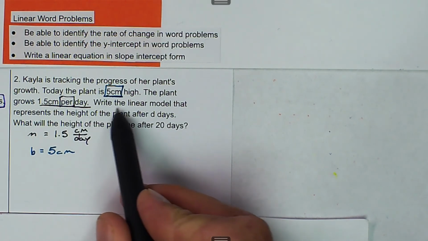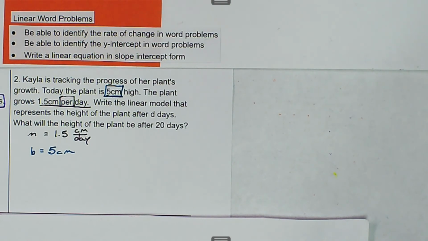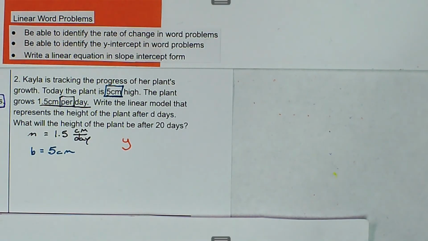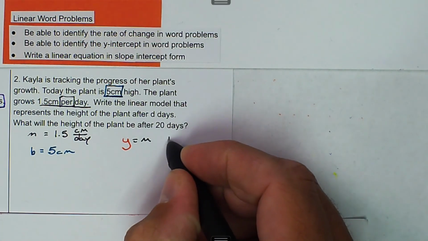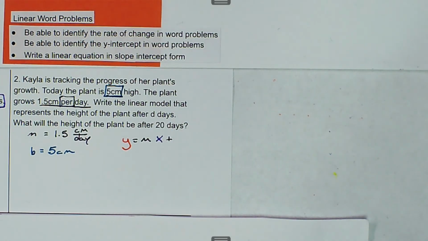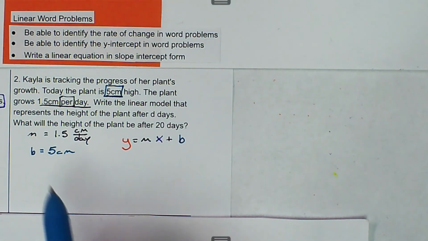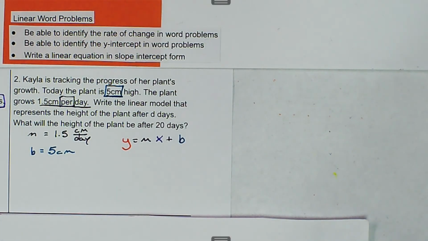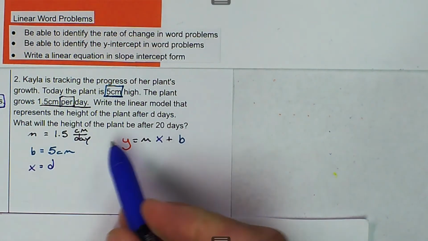So now it says, write the linear model that represents the height of the plant after D days. So if we have y equals mx plus b, we can substitute these values in. Now, the thing that's going to change is the x variable in this case is going to be represented by d, because that's what they tell us to do.